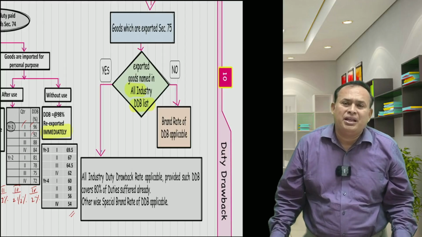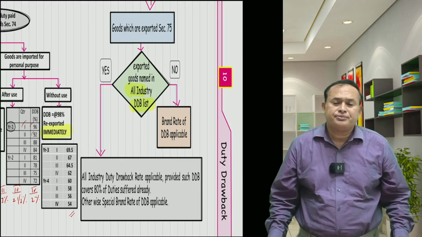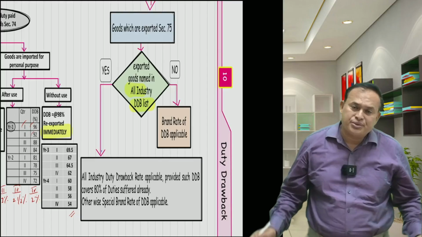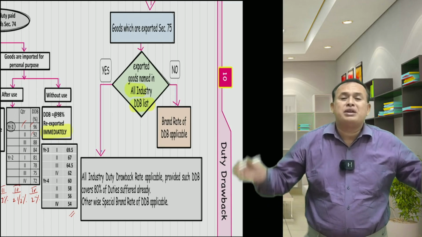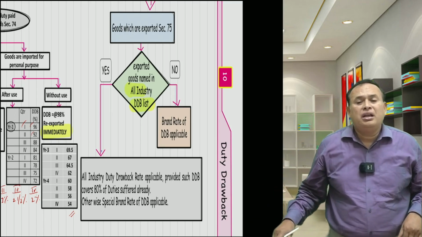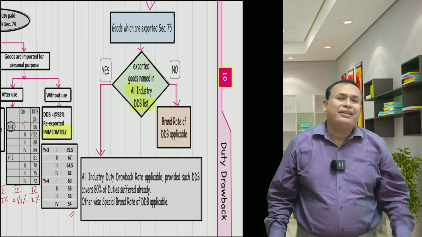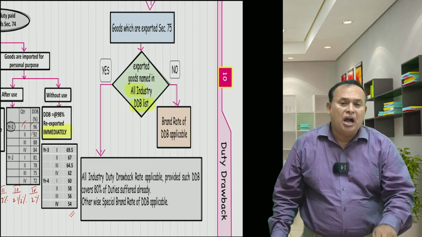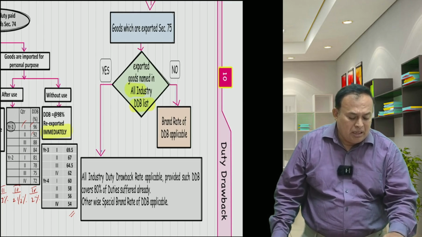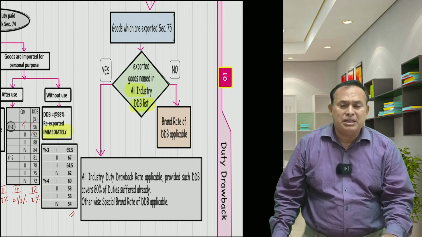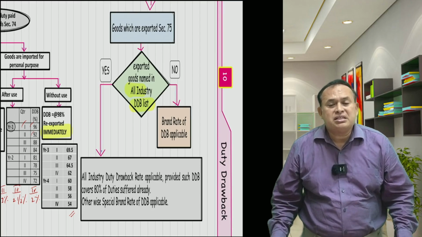I suffered duty on account of import of raw material, 2 lakh rupees duty. Now I am exporting the finished goods. All industry duty drawback rate is applicable. I am getting duty drawback of how much? Only 1,50,000. How much duty did you suffer at the time of import? 2 lakh rupees. Now how much duty drawback are you getting? 1,50,000. Out of 2 lakh, what is the percentage of recovery? 75%, which is less than 80%.